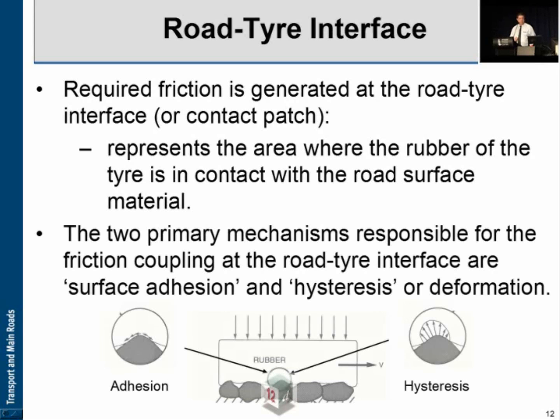The two primary mechanisms responsible for the friction coupling at the road-tyre interface are surface adhesion and hysteresis or deformation. The technical name sounds like a disease or something like that, so we tend to use the word deformation. The adhesion is the actual slippage of the vehicle tyre over the stone, so it grips that way. The deformation is where the tyre actually sinks down over the stone, and there's friction loss in that component.